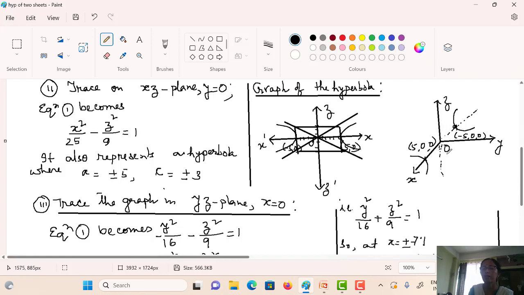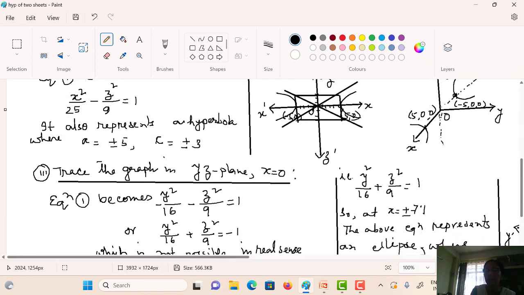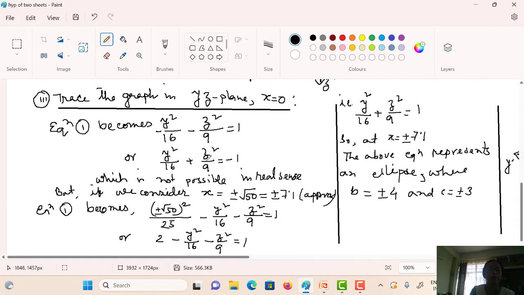Then this is the 3D figure. Okay, so next we try to draw this one, our 3D figure. Next we have another case, the trace of the graph in the YZ plane, where in the YZ plane x is 0.